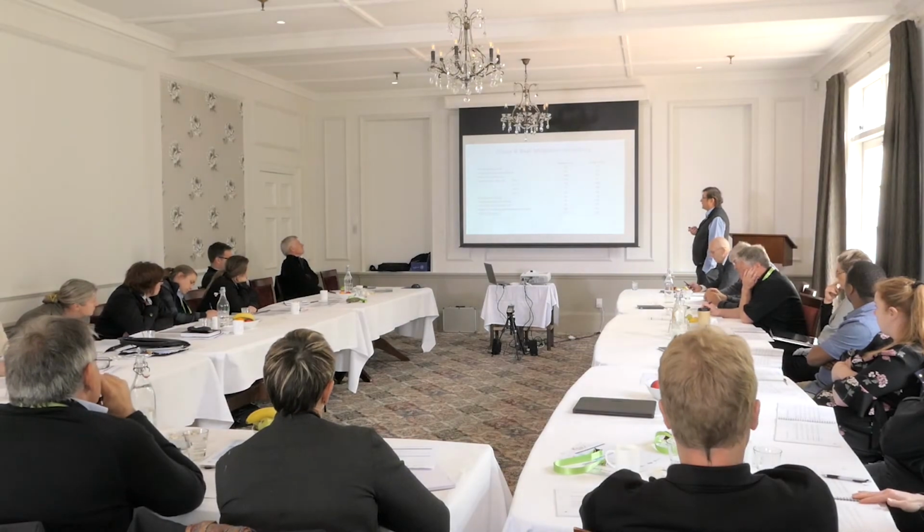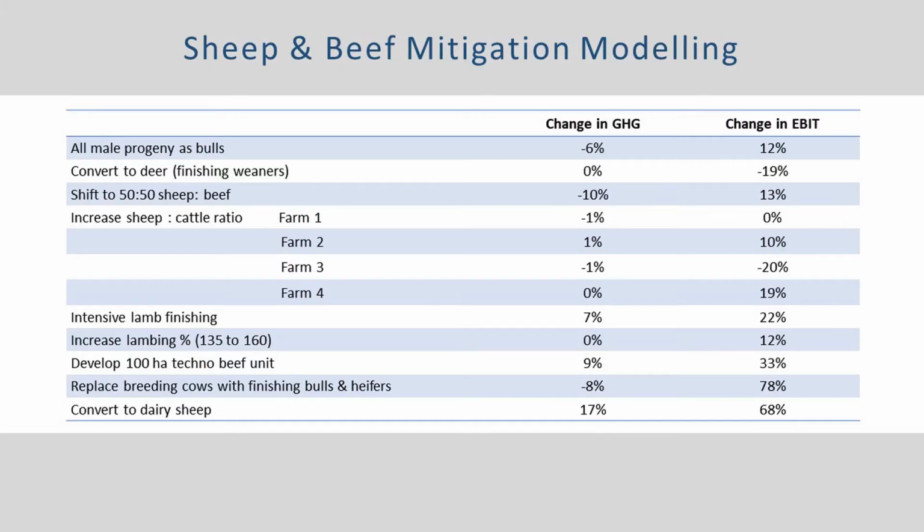Just again, some examples from the sheep and beef side of things. Again, interesting. So 4 farms there, we changed the sheep to cattle ratio. Negligible, really, change in greenhouse gas. Variable change in farm profitability. Again, it all comes back to how that farm was operating, the intensity of that farm, and the relative profit between sheep and cattle at the start.